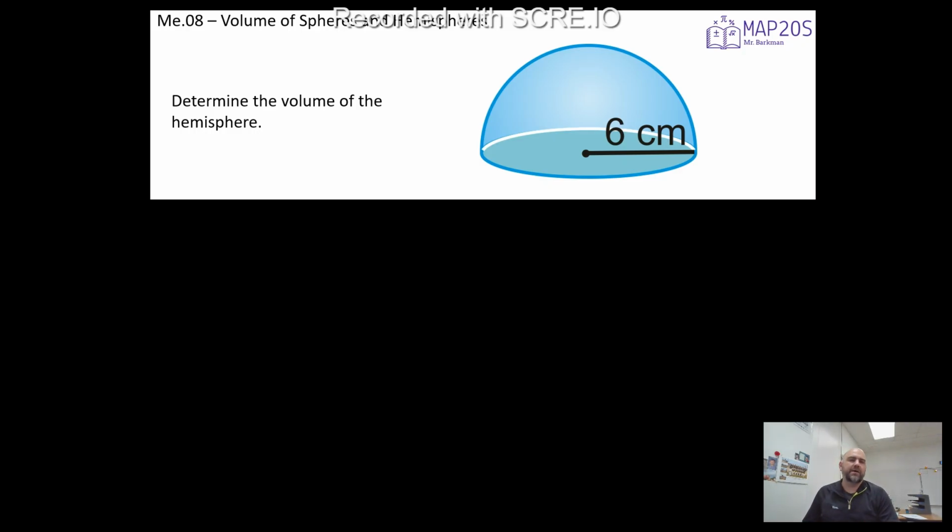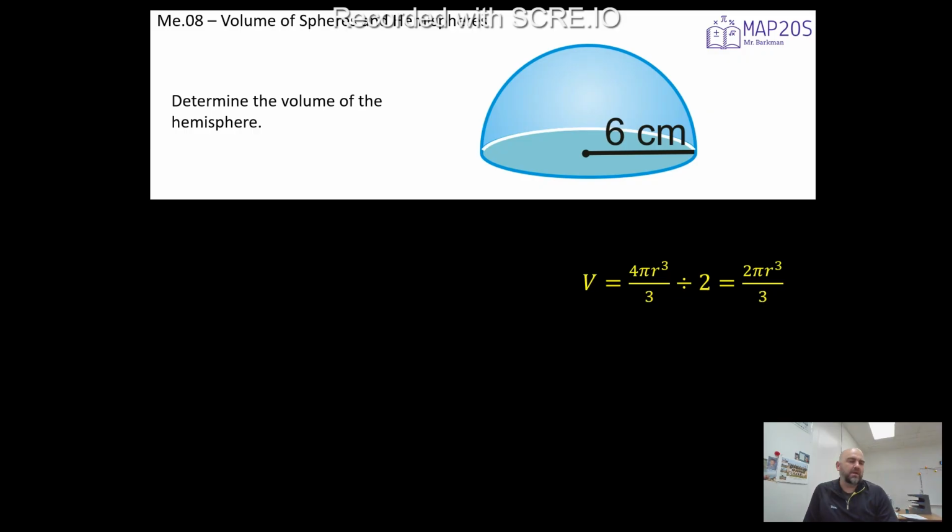And so we can think of finding the volume of a hemisphere as finding the volume of a regular sphere, 4 pi r cubed divided by 3 is our formula, and then dividing it by 2. That's it. That's all you need to do to find the volume of a hemisphere. So if we know the radius of our hemisphere, we can determine what the volume is.